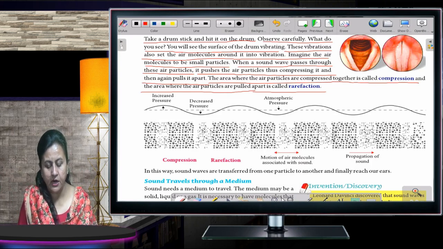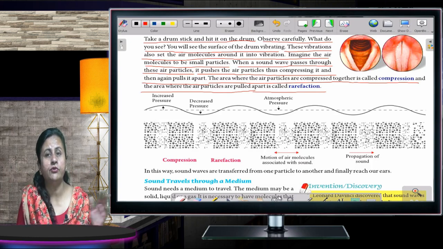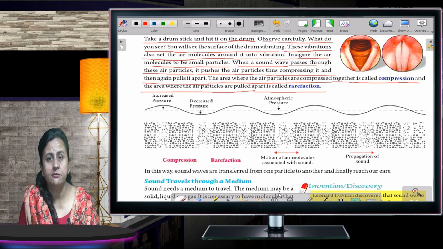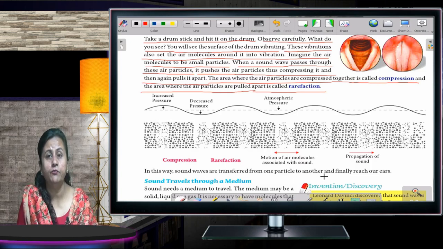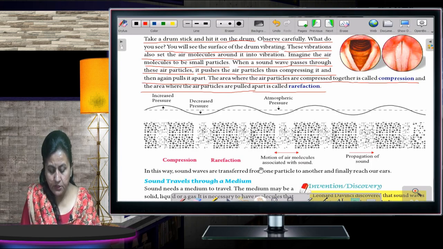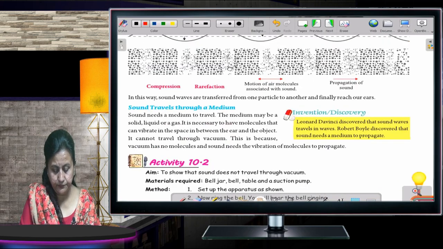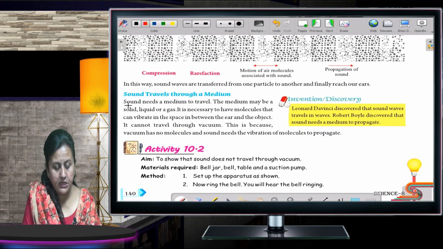Now, sound travels through a medium. For the sound to travel, it needs some sort of medium. If I try to speak in a room which has no air, where it's all vacuum, the sound cannot travel. So sound needs a medium to travel.